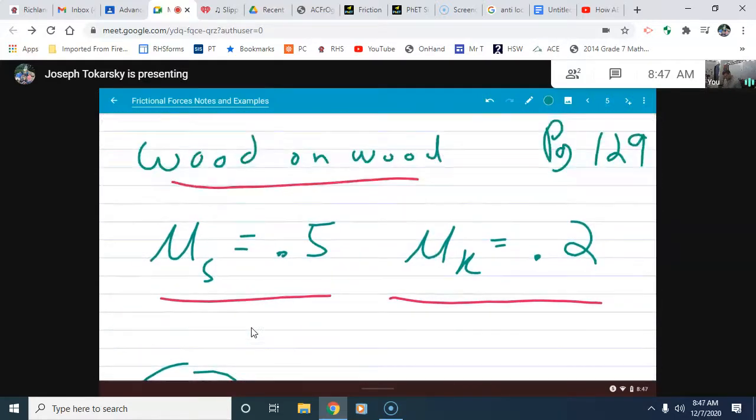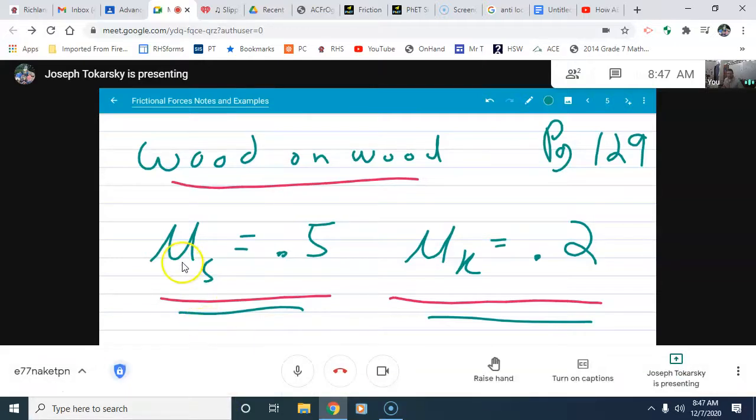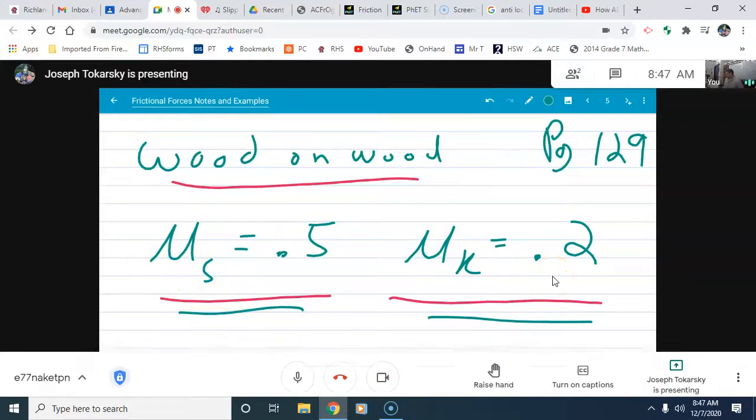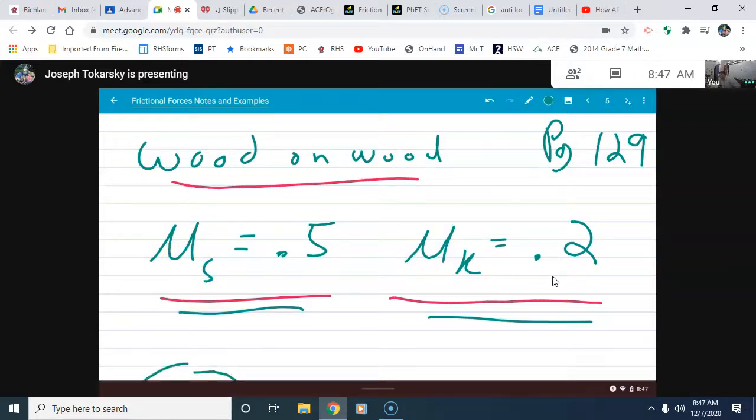But that is mainly because of these mu values. The static version and the kinetic version, as long as the two surfaces in contact are consistent, will always come out mu static bigger than mu kinetic. You could see in the table on page 129 other values that all have that same trend.